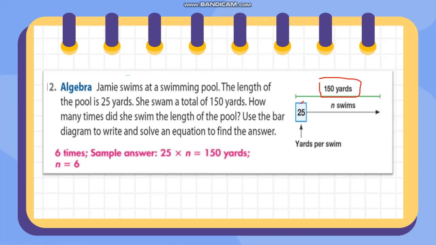There is another way to find the answer. You just simply divide 150 divided by 25 and the answer is 6. Or you just simply add 25 plus 25 plus 25 plus 25. How many times you added 25 in order to complete 150? That is also 6 times.